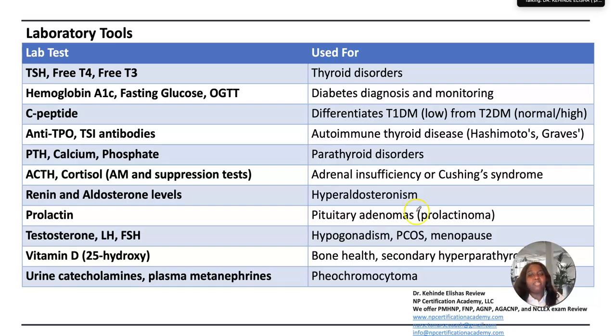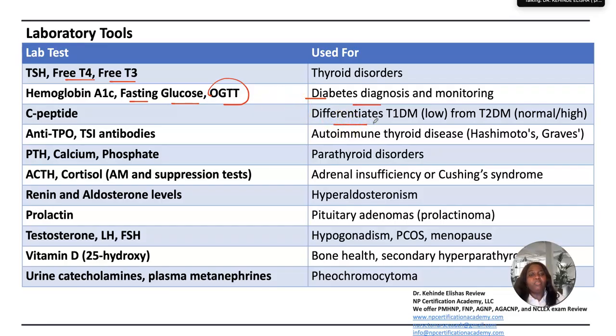What about the labs? You will now see that things are repeating, right? So for thyroid disorders, TSH, free T4, free T3 are the common labs that we order. For diabetes diagnosis and monitoring, hemoglobin A1C, fasting glucose, or GTT is what we order.